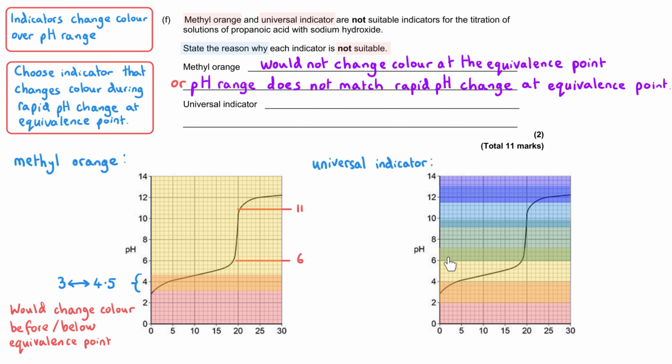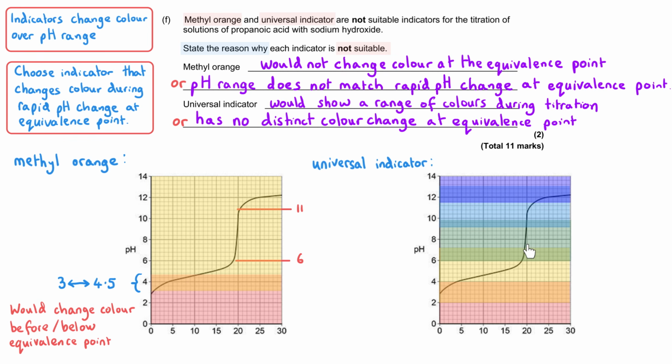Universal indicator is a mixture of a large number of pigments, and so it gives a series of colours that correspond to specific pH values. I'm trying to show that with the colouring that I'm using on this pH curve, but it would in fact be even more granular than this in practice. And so universal indicator is not suitable for this or any titration, as it would show a range of colours during the titration. And this means that it has no distinct colour change at the equivalence point. Either of these points would get us the second mark.